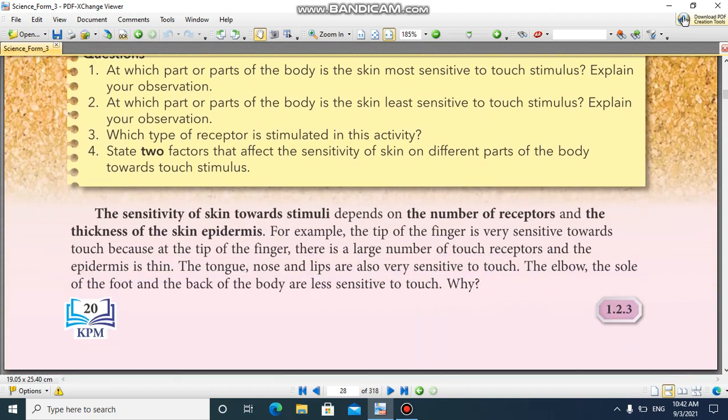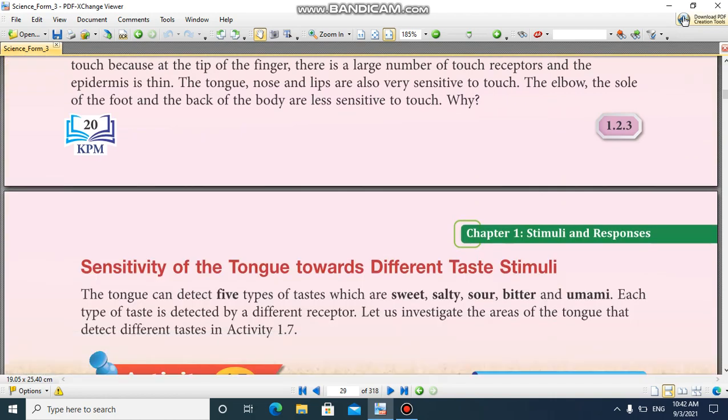The sensitivity of skin towards stimuli depends on the number of receptors and the thickness of the skin epidermis. For example, the tip of the finger is very sensitive toward touch because at the tip of the finger there is a large number of touch receptors and the epidermis is thin. The tongue, nose, and lips are also very sensitive to touch. The elbow, the sole of the foot, and the back of the body are less sensitive to touch. Why? Because of the number of receptors and the thickness of the skin epidermis.